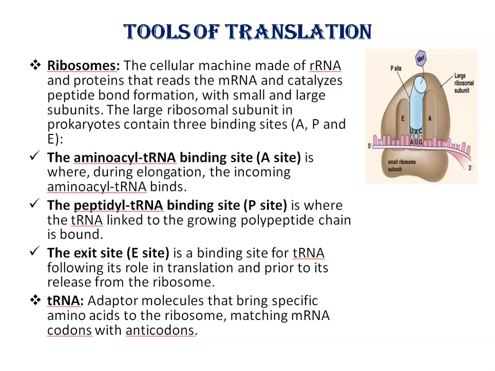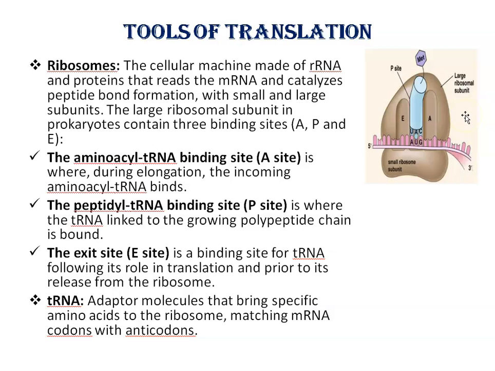Tools of translation include ribosomes, tRNA, mRNA, amino acids, various factors, and enzymes. Ribosomes are the cellular machines made of rRNAs and proteins that read the mRNA and catalyze peptide bond formation, with small and large subunits. You can see here the structure of a ribosome, this is the smaller subunit, and this is the larger subunit.